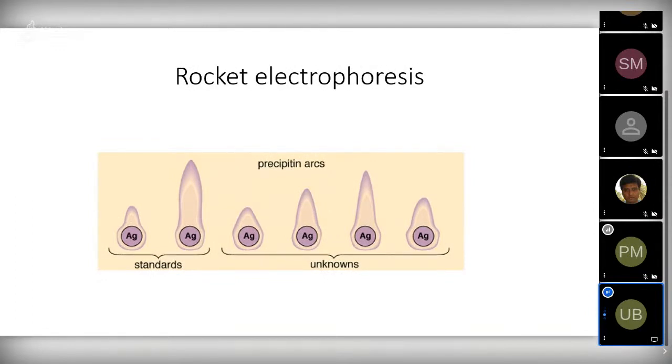The standards are the ones based upon which we compare the amount of antigen in the specimen which you have added. So this is based upon the height from the center of the template to the peak, and usually these kits will have the standard values, and based upon this height you can identify the amount of antigen. You can do quantification of antigens in this rocket electrophoresis.